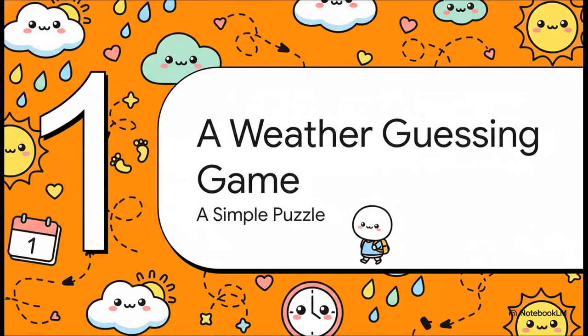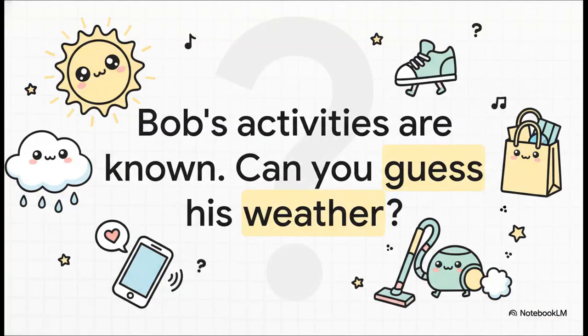Okay, so to really get how this works, let's start with a simple puzzle. It's a classic little thought experiment about a friend named Bob, and it perfectly sets up the challenge of trying to see the unseen. So picture this. Your friend Bob lives way out of town. You chat on the phone every day, but you have absolutely no idea if it's sunny or rainy where he is. But he does tell you one of three things he did that day. He went for a walk, he went shopping, or he stayed inside to clean.